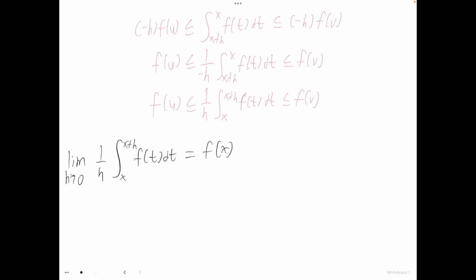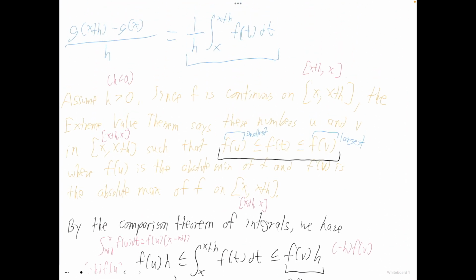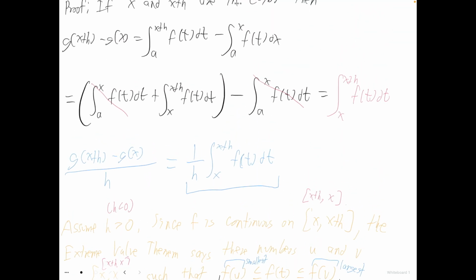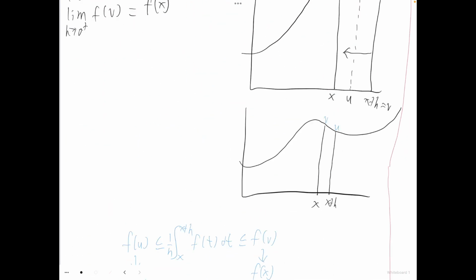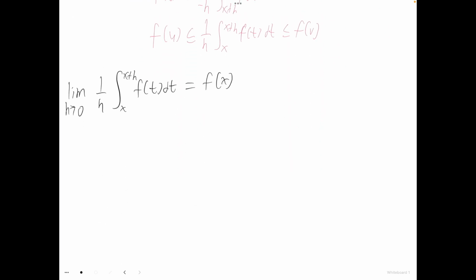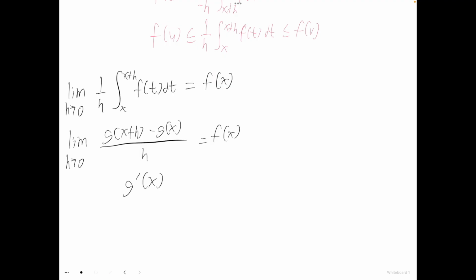But remember that we found all the way up here this relationship, that 1 over h times the integral from x to x plus h of f of t dt is equal to g of x plus h minus g of x over h. And so plugging that in, we have the limit as h goes to 0 of g of x plus h minus g of x divided by h equals f of x. But now that's the derivative of g, so g prime of x equals f of x. And that then is the proof of the first part of the Fundamental Theorem of Calculus.